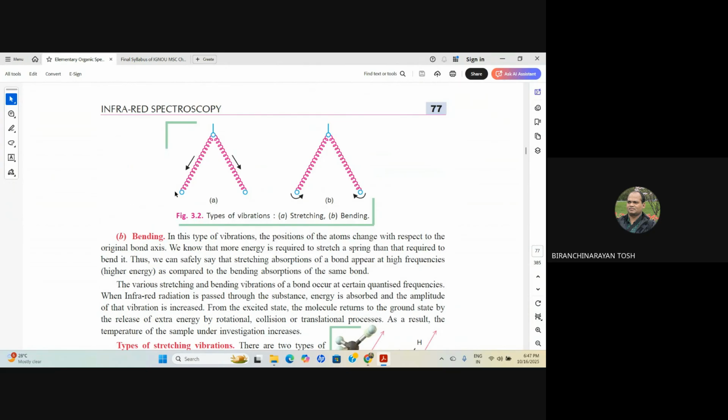Just hold your pen and just imagine. You can rotate it along the x axis, along the y axis, but not along the z axis. When you are rotating along the z axis, because the z axis is the internuclear axis, the axis which contains the bond, rotation around the internuclear axis is impossible. Impossible means it is immaterial. The position will not change.